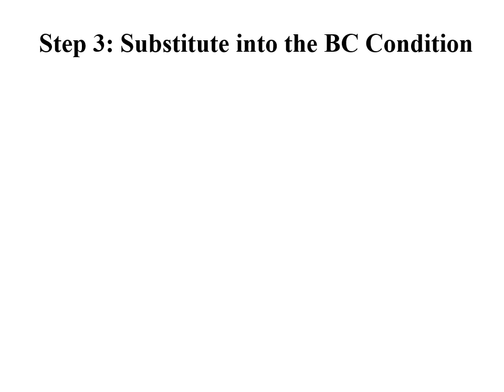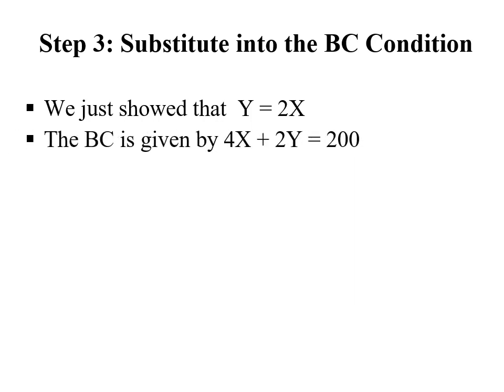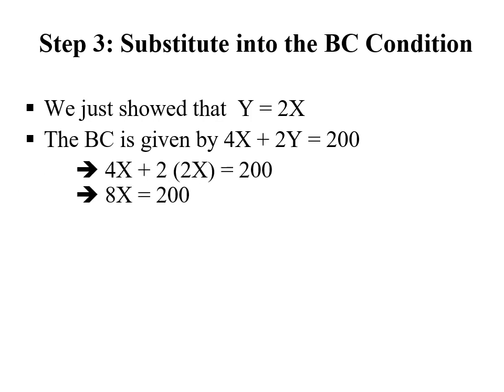The next step involves the budget constraint condition. We just showed that y is equal to 2x. That was a result of the tangency condition. Now we'll just go ahead and plug that into the budget constraint condition. Here's the budget constraint: 4x plus 2y is equal to 200. Now, instead of y, we're going to plug in 2x for y.